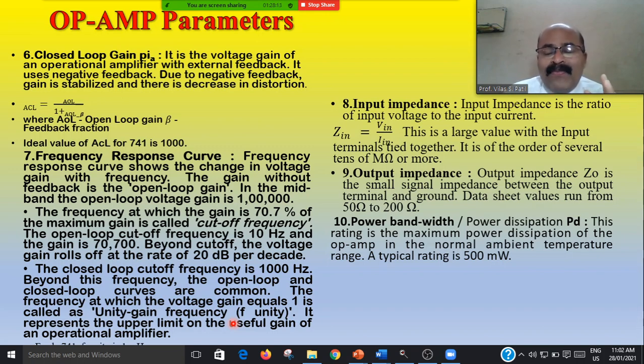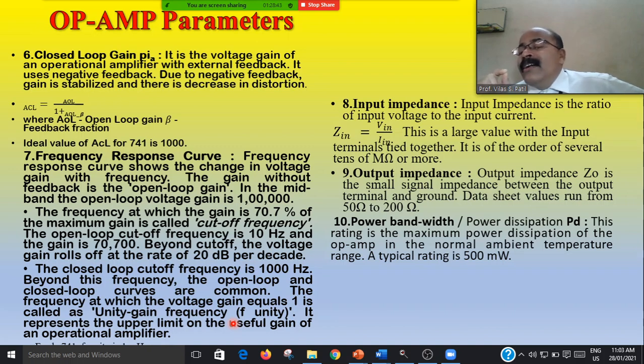But in case of 741 operational amplifier, this parameter of input impedance is measurable. And it is about 100 mega ohm. Asa mantla jata, it is several 1000 mega ohm. Tyamula apan itha mantana kay manaycha? It is about the 100 mega ohm.